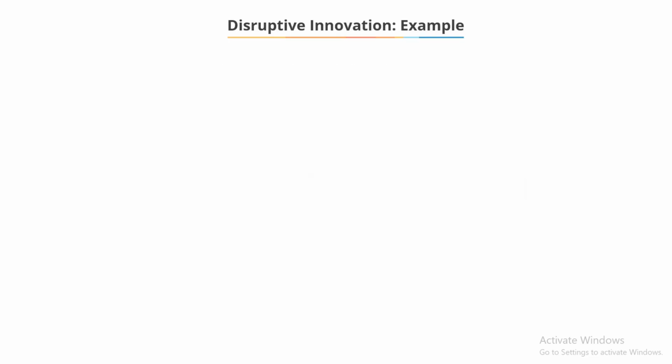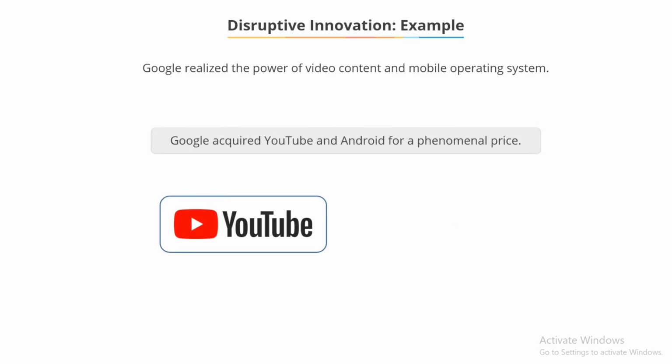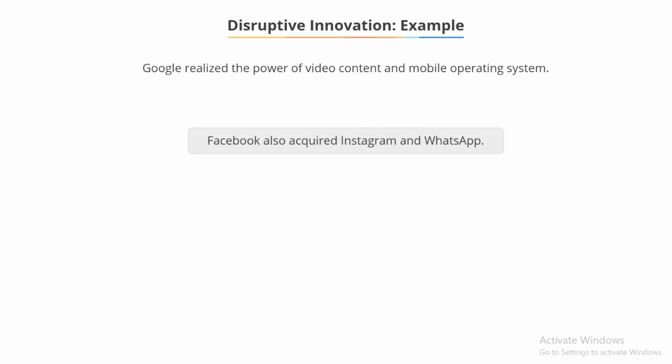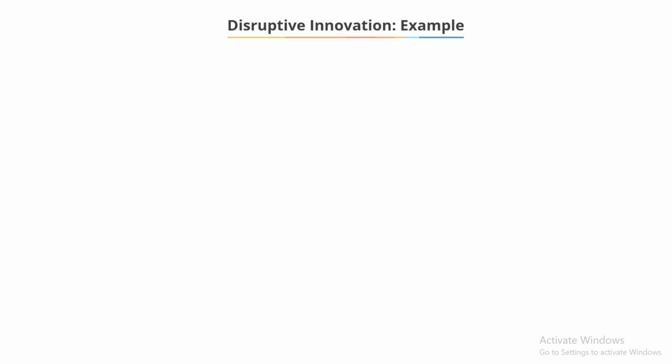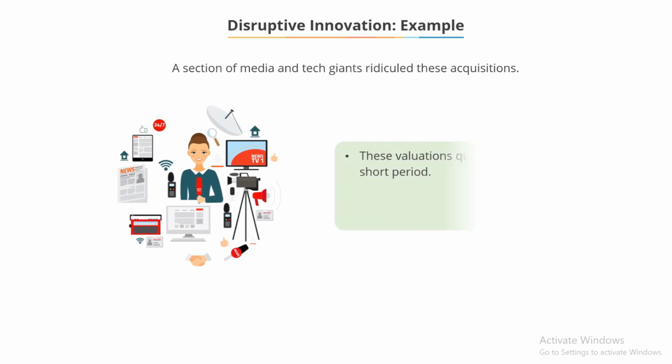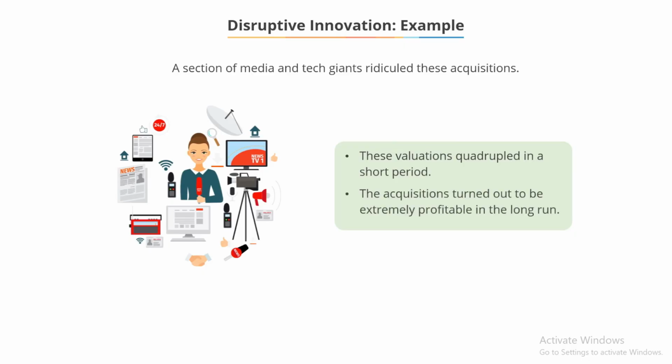Now let's look at another example. Hyper-sensing the good opportunity, Google realized the power of video content and mobile operating system. It acquired YouTube and Android for a phenomenal price. On the other hand, Facebook also acquired Instagram and WhatsApp. This was ridiculed by a section of media and tech giants, especially on the valuations. However, history has proven them wrong. These valuations quadrupled in a short period, and the acquisitions turned out to be extremely profitable in the long run.